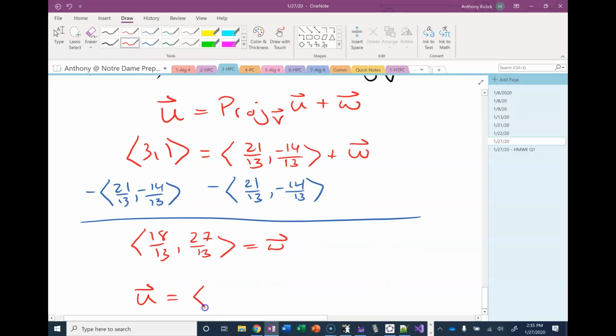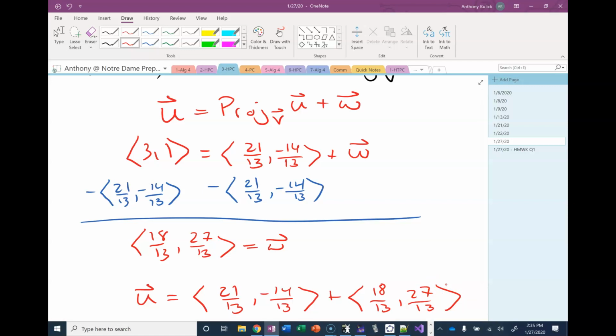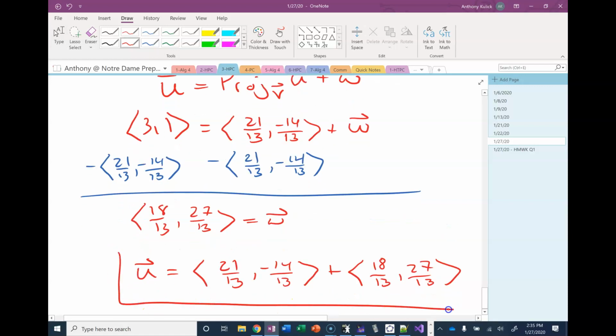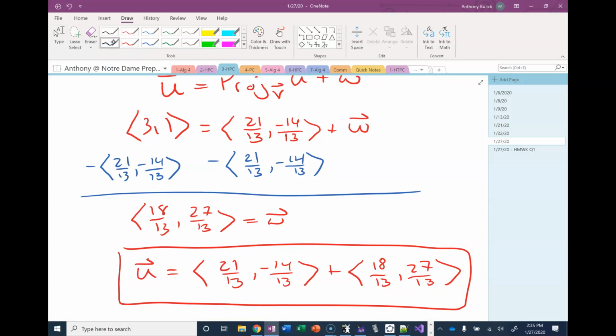So I can then say u is equal to my projection vector plus that w vector. Oh no, that's right. Any questions so far on what we've done?